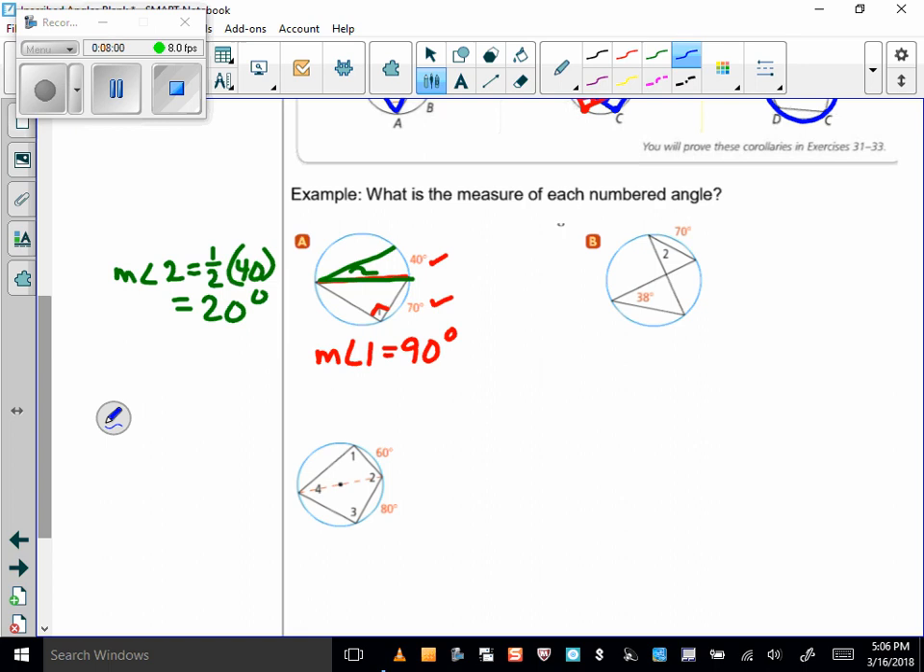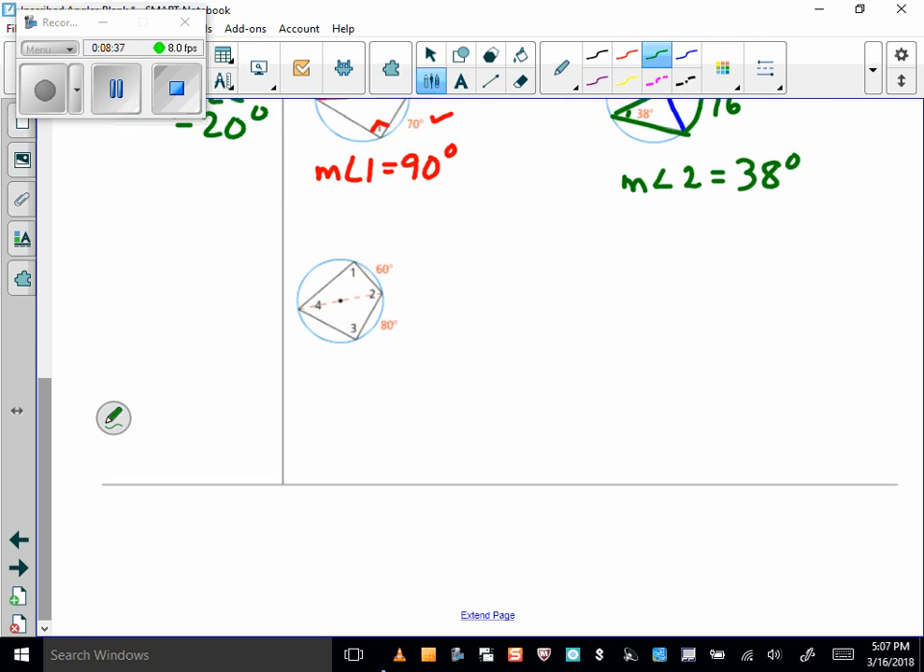What is the measure of angle 2? Oh, let's see. Angle 2 intercepts this arc right here. If I call this angle 1, it intercepts the same arc, right? So I know that angle 2 is congruent to the other angle, so the measure of angle 2 is 38 degrees. And what's the measure of the intercepted arc? Twice that, 76, right? 76 degrees. Okay, that's how we do these problems.